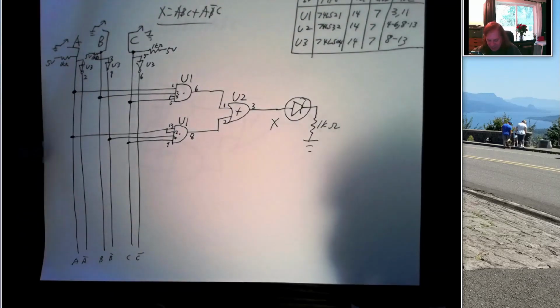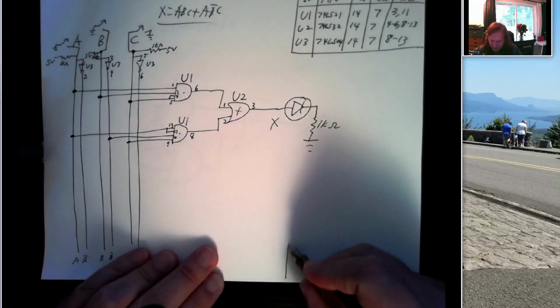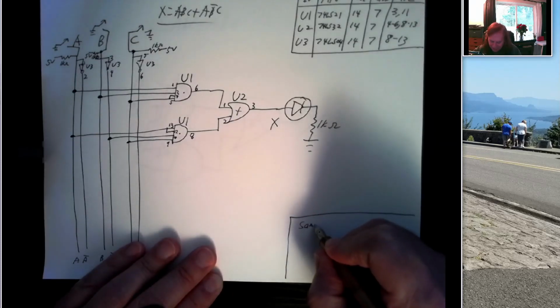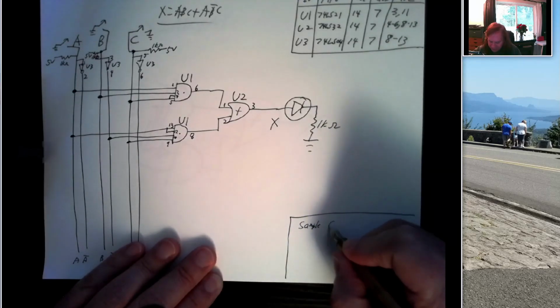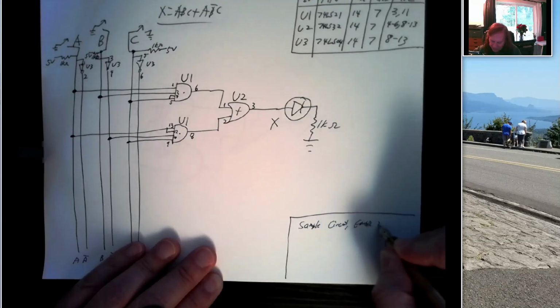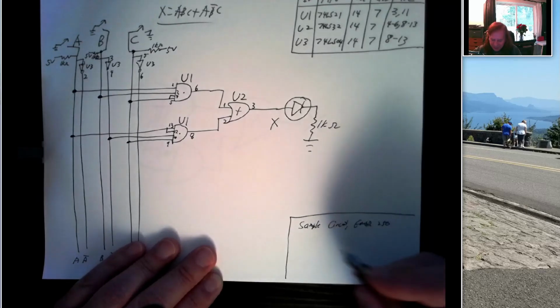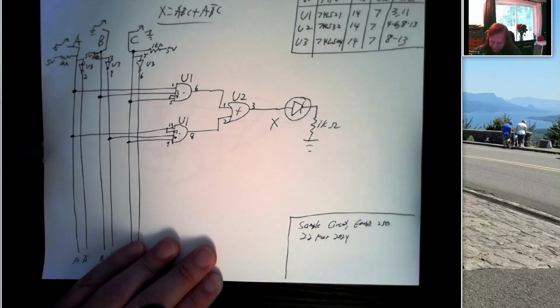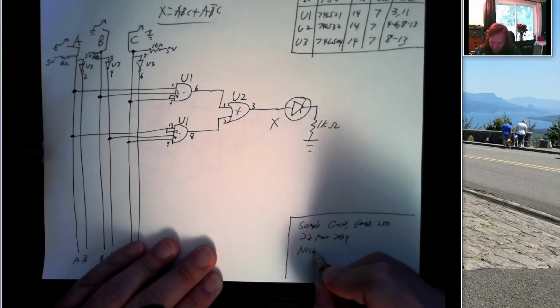All right, the last piece of your schematic is the project ID block. And I would put something like, sample circuit, engineering 250, and I would put down the date, which is 22 March 2024, and I would put down my name.